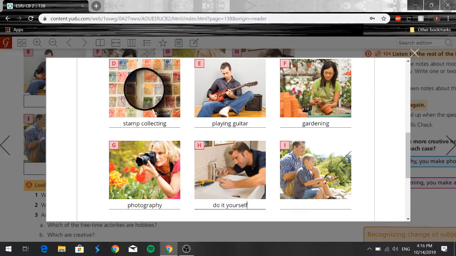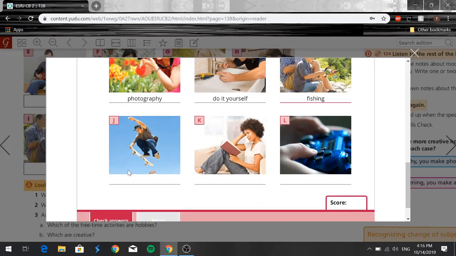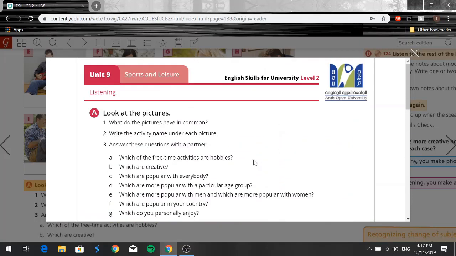And then we have I. This is simple. This is fishing. What else do we have? We have J. Skateboarding. I think all you guys know what skateboarding is. And K. Reading. And L is, you could either say playing or gaming. I think gaming fits this picture perfectly. So we'll say gaming. What else do we have?